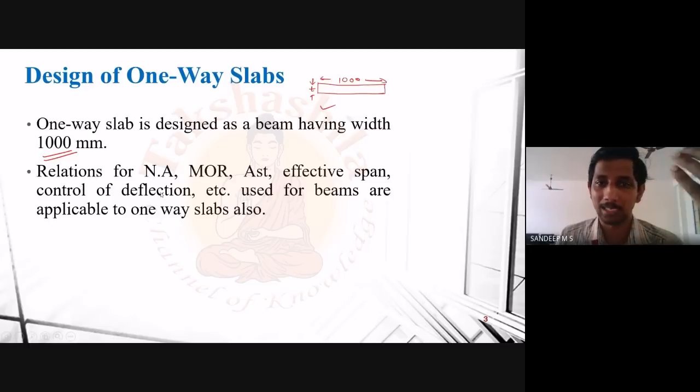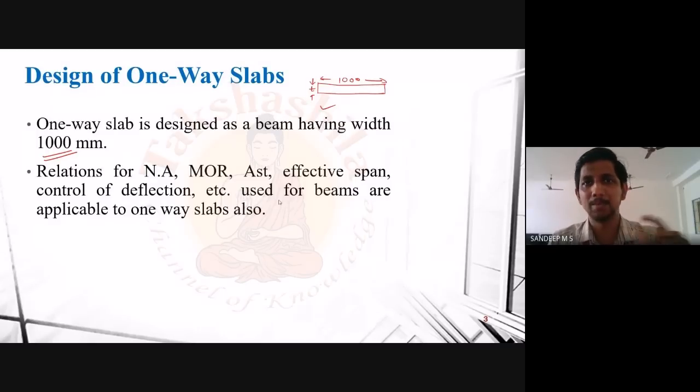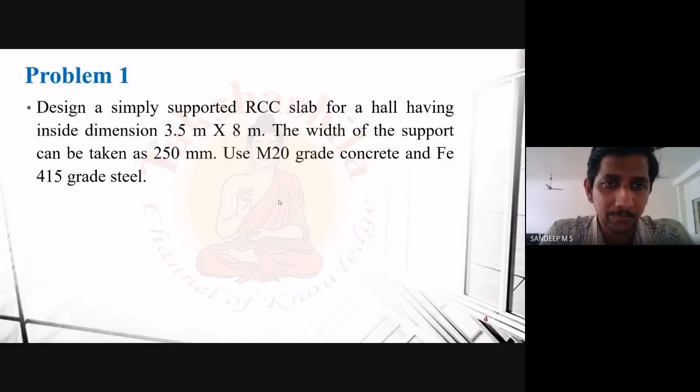Now, the relations for neutral axis, moment of resistance, calculation of area of steel, effective span, control of deflection, etc. used for beams are also applicable to one-way slab. If you refer to IS 456, you can see that these conditions are applicable to slabs also, but there can be slight variations. So you have to go through that and ensure that you are taking those modifications into account. While doing the problem, we will explain what things should be taken care of. Please note this problem now, and after that I will explain how to do this, and then you can do it.